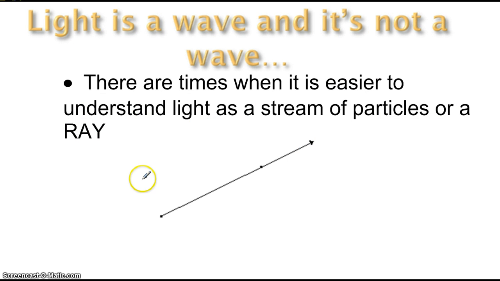Light is a wave, and it's not a wave. What? There are times where it's easier to understand light as a stream of particles or a ray. Okay, so we've seen rays, hopefully in math, and the source is where the ray comes from, and it travels in a straight line. Okay, so all electromagnetic waves travel in a straight line or a stream.